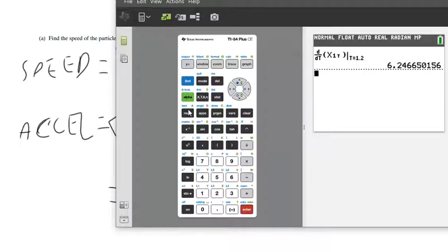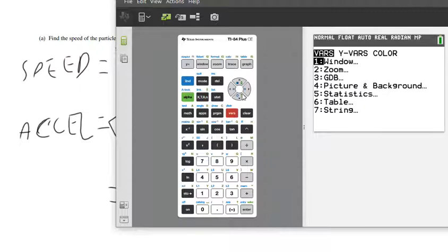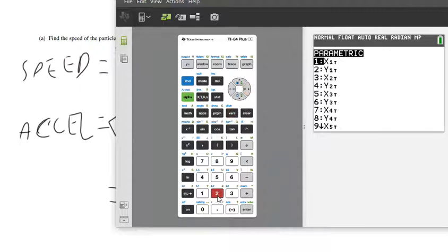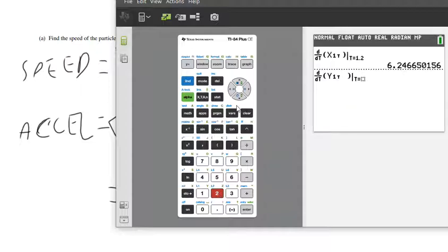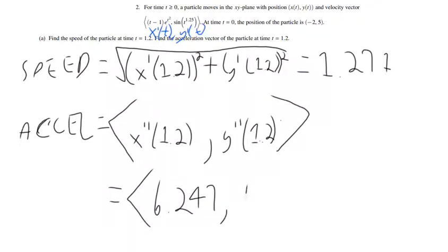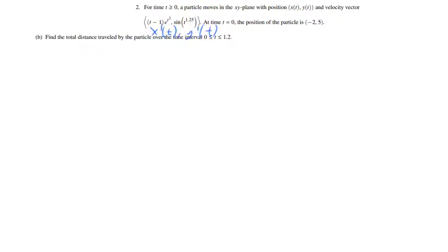And we'll do y double prime of 1.2. So I'm going to go again into my derivative and go over to here and put in my y sub 1 of t, which was my y prime of t, at t equals 1.2. And this is going to be 0.405. And we're done with part A, and we'll move on to part B.